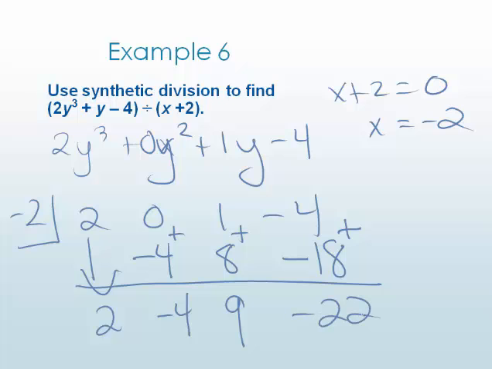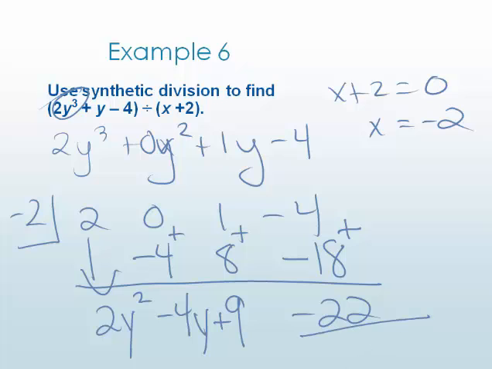So this one has a remainder. Again, we start with the coefficients. We add down the column. So this is going to be 2y squared, because it's 1 less than the original degree, plus 4y, plus 9. And the last one's always the remainder, minus 22. 22 is the remainder.